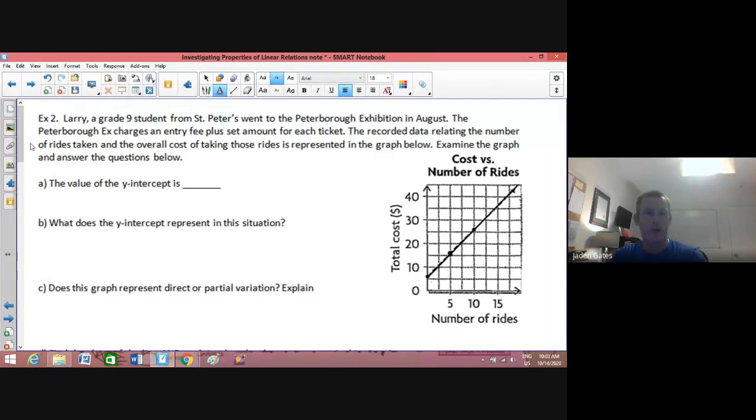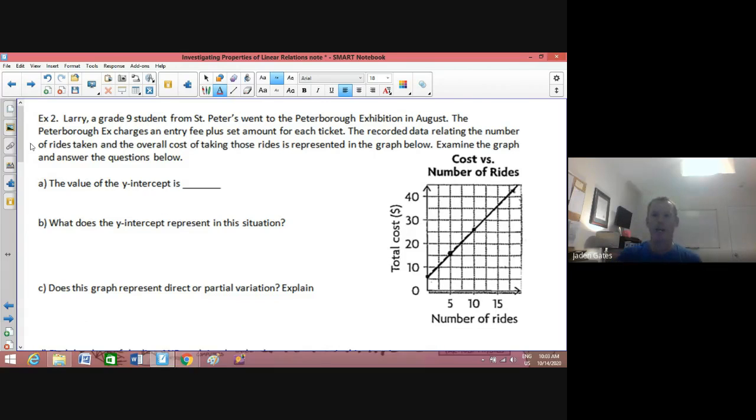All right, this is example 2 of day 4 of unit 3 of linear relations. And this is Larry, a former student of mine, for real, a grade 9 student from St. Peter's, went to the Peterborough Exhibition in August. The Peterborough X charges an entry fee plus a set amount for each ticket, unfortunately.